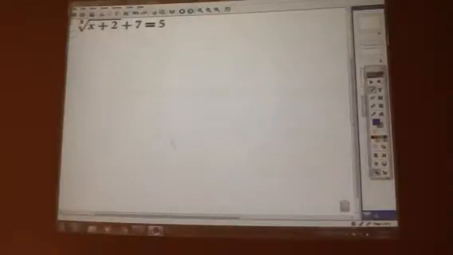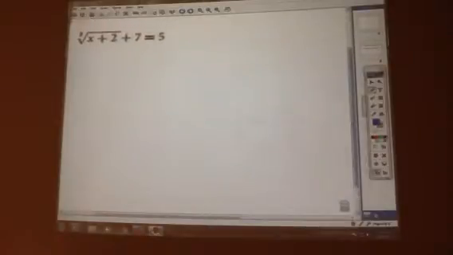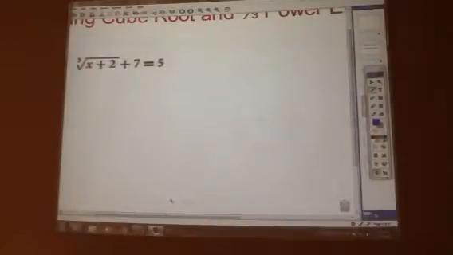Okay, we're going to go to the next page. Example A. Let's see. It's the second page. Same page at the bottom.